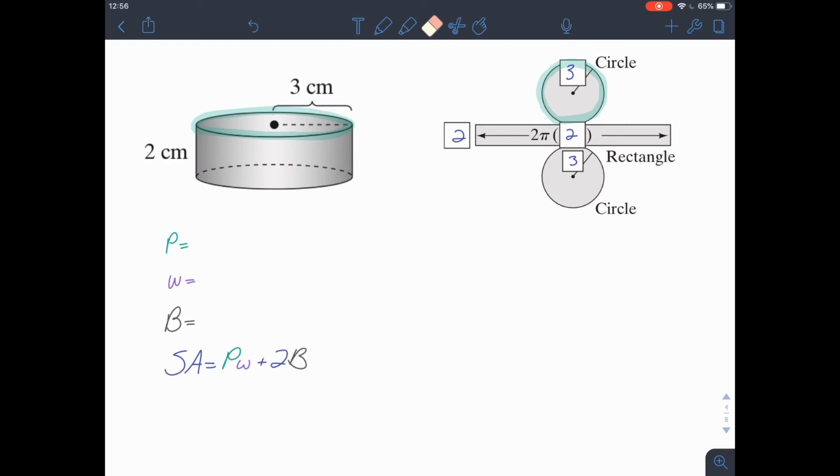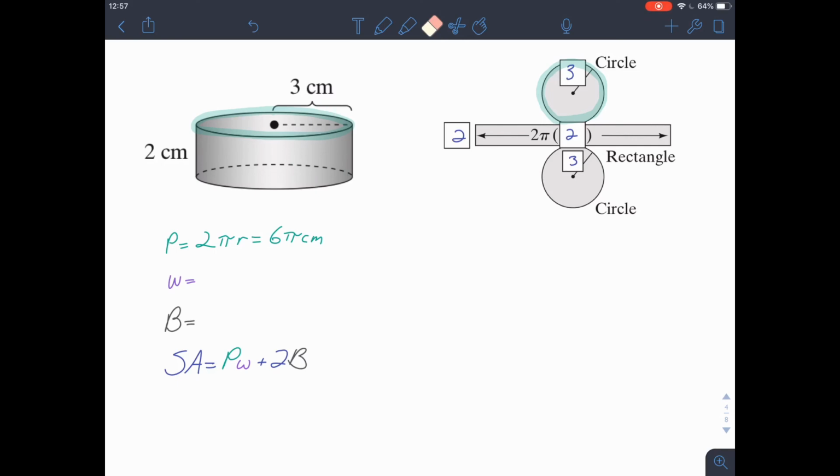First, we need to find the perimeter of our circular base. We already know that the perimeter of a circle is its circumference. So first, you can calculate the circumference by doing 2 times pi times our radius of 3, which gets us 6 pi centimeters for the circumference or perimeter of our circle.